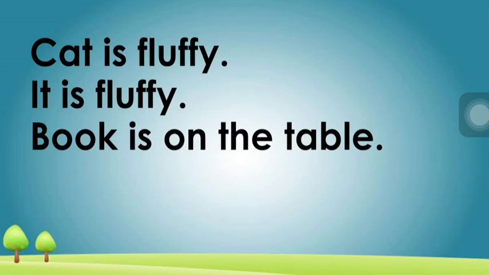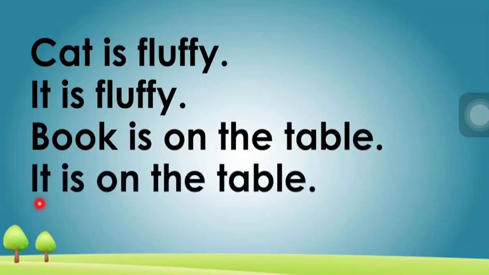Now, book is on the table. Book is a noun. Table is a noun as well. But I will change book. I will replace this noun book with a pronoun. Book is an object. So, which pronoun will I use here? Perfect. It is on the table.